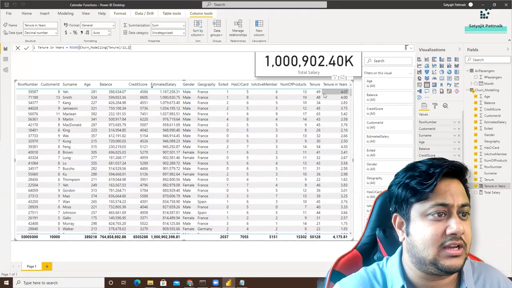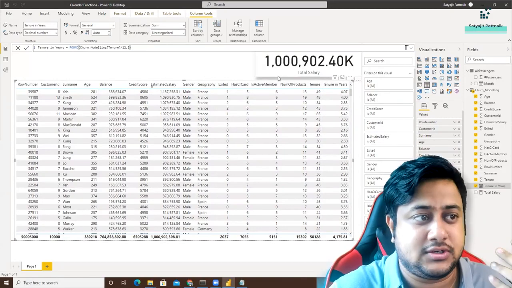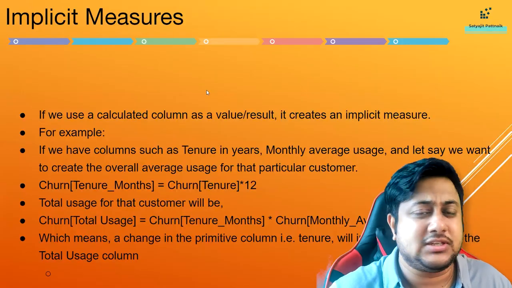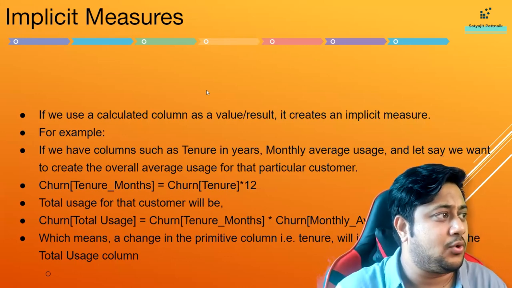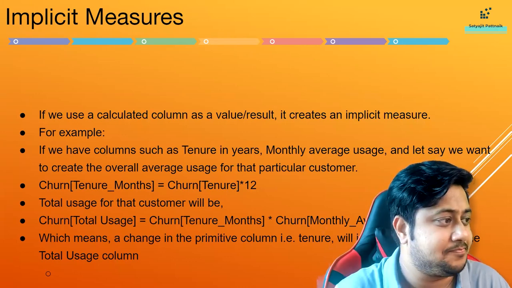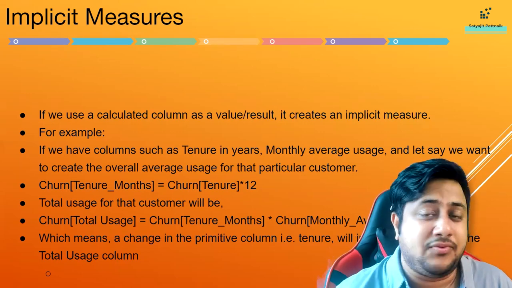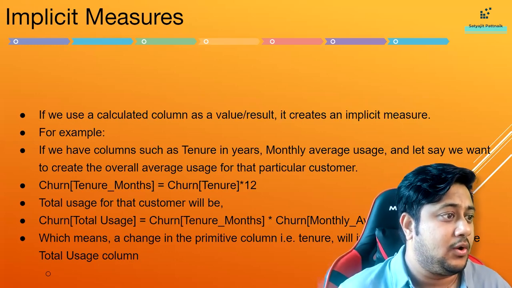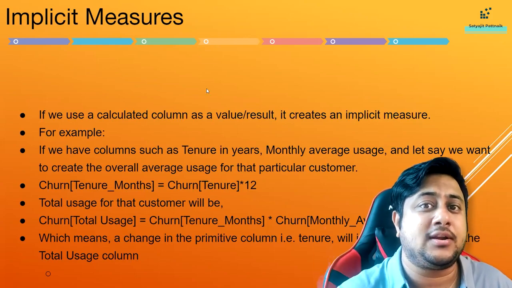This is how you can see the calculated columns are created. And of course, we have also shown you how the measures are created. The filter functions and all those things, we'll have that covered in a couple of videos. Now the next topic is going to be implicit measures. If we use a calculated column as a value or result, it creates an implicit measure. Okay, so that means you are creating a measure where you are using a calculated column.